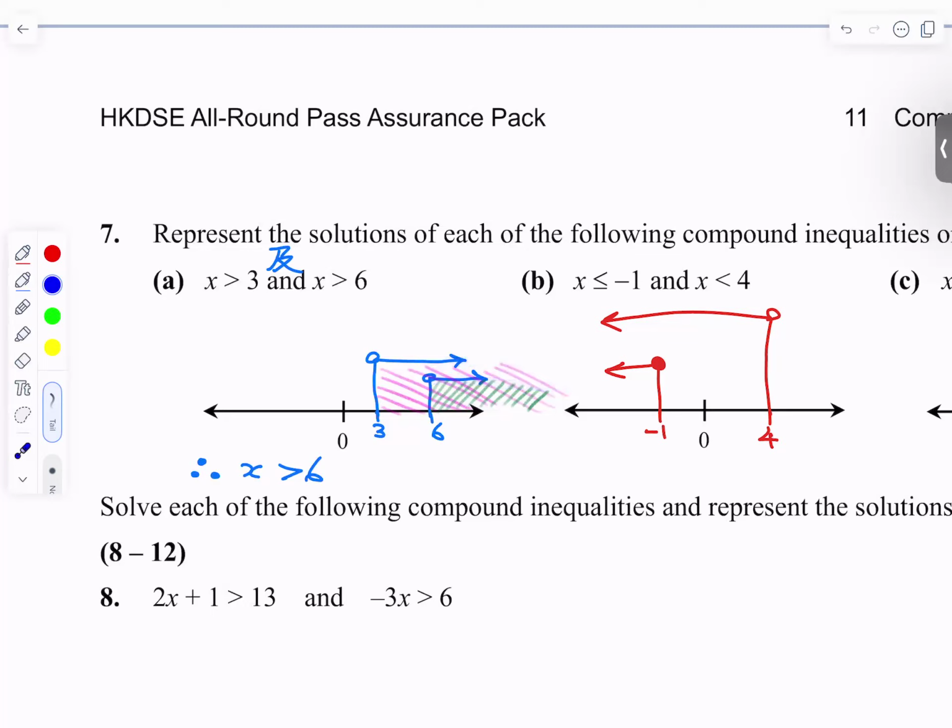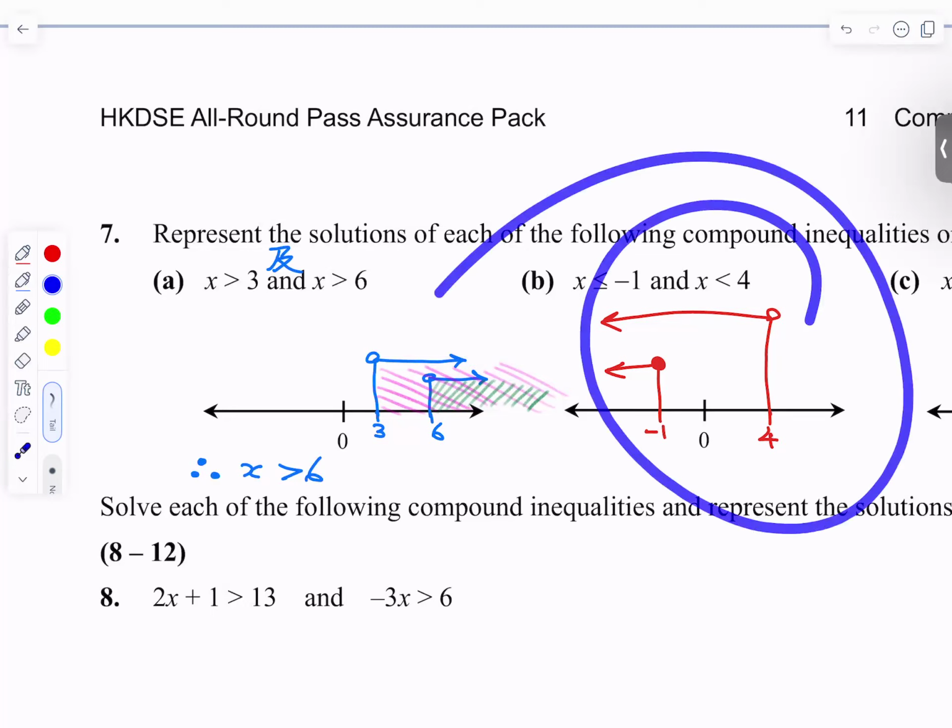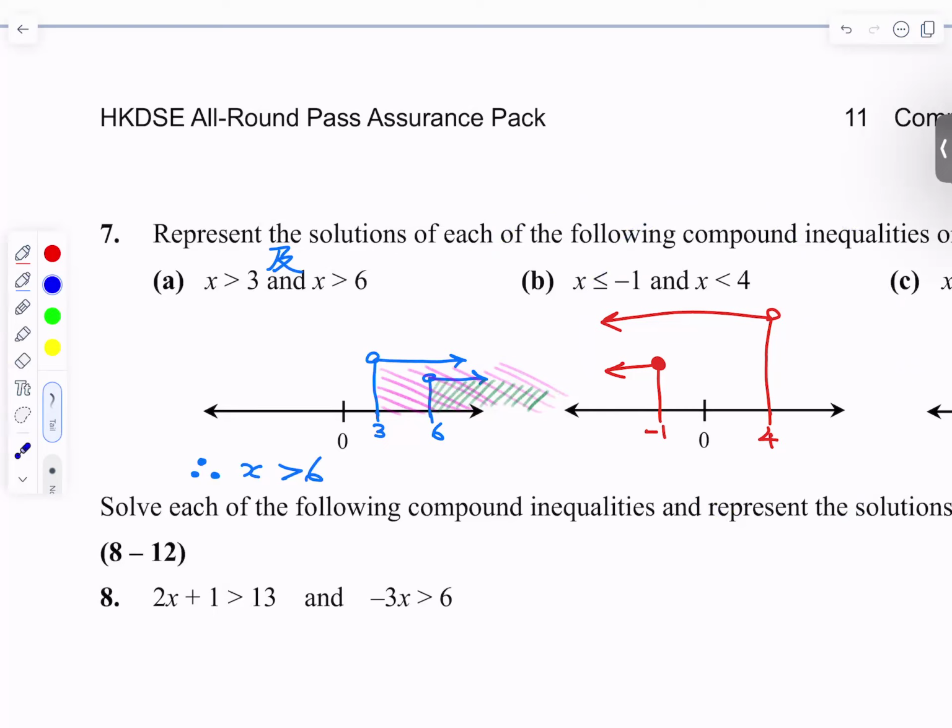So also for this one, from where do they get together? Starting from this point. So this will be your answer. Starting from here, everything is together. So this will be your solution. So the final solution is x less than or equal to -1, because from this point here, you follow the answer here.